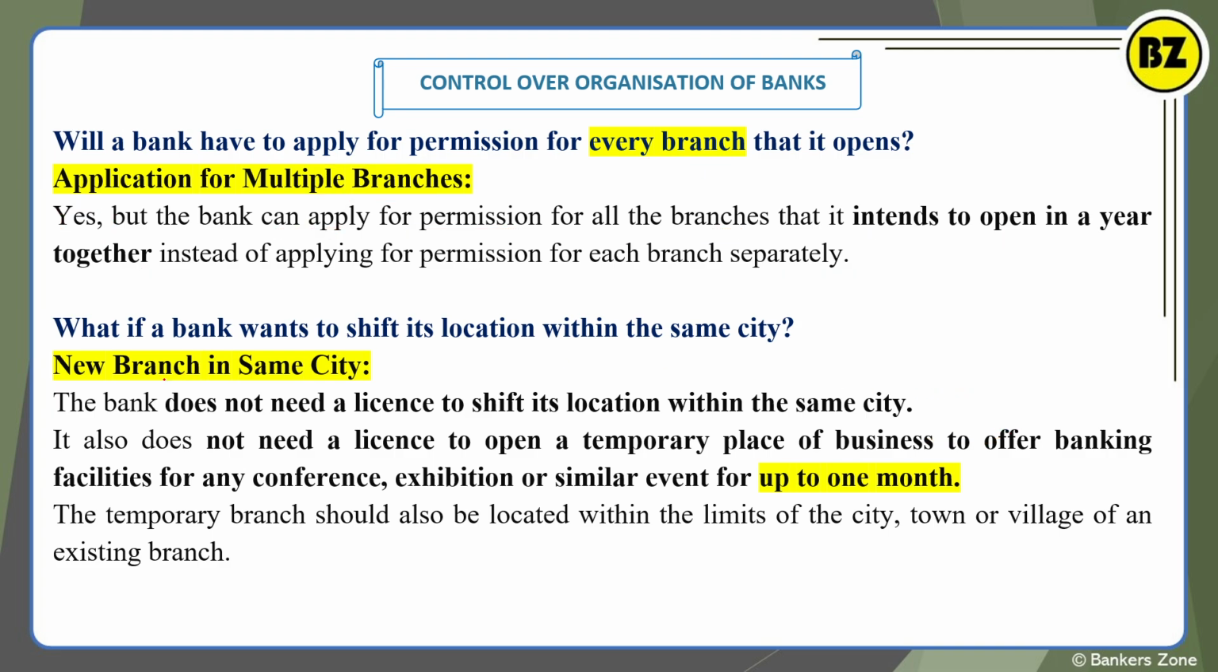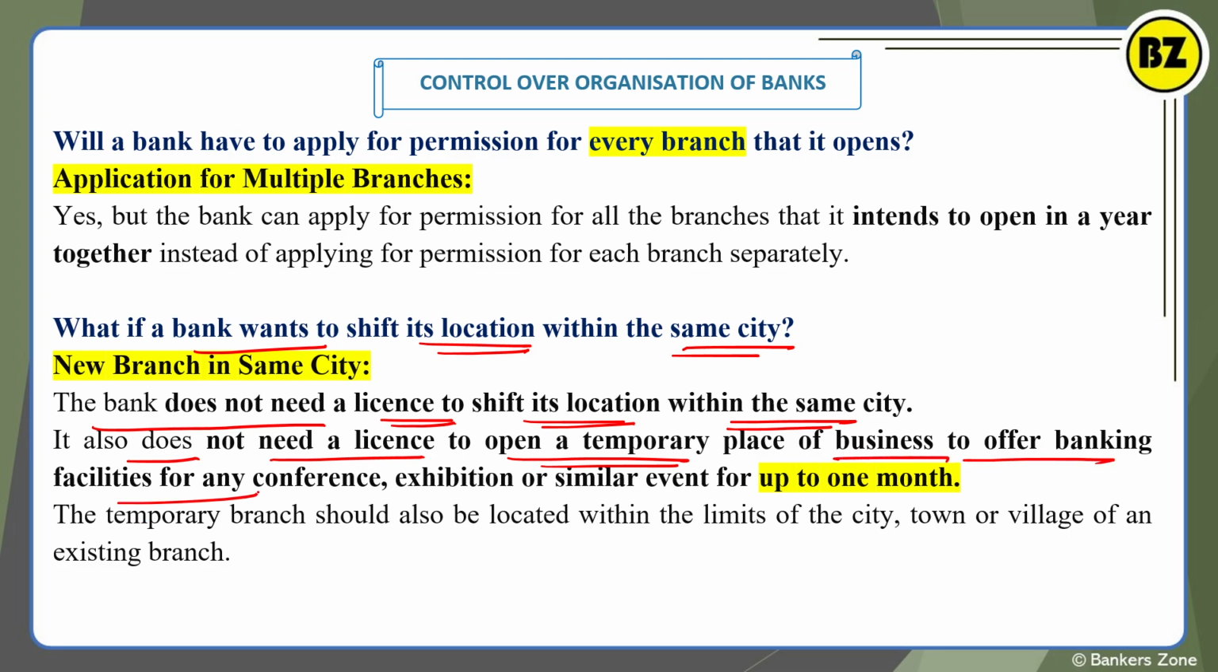Okay, now what if the bank wants to shift its location within the same city? The bank does not need a license to shift its location within the same city. Once you have got permission, if you want to shift within the same city, you don't have to approach RBI. It also does not need a license to open a temporary place of business to offer banking facility for any conference, exhibition or seminar up to 1 month. That means if you have to do some seminar, exhibition or conference for up to a period of 30 days, or 1 month, you don't have to get a license from RBI.